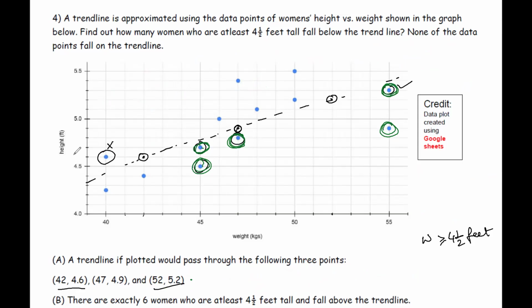Okay, second statement. So A, B, C, D, E. A answers, so B, C, and E are out. It's either A or D. There are exactly 6 women who are at least 4.5 feet tall and fall above the trend line.